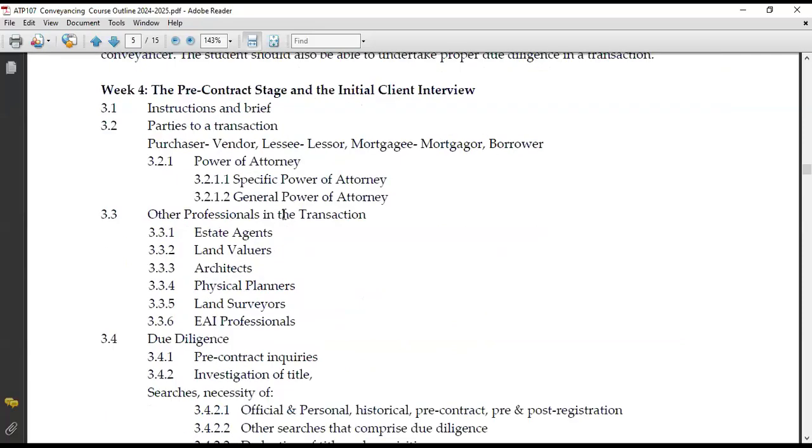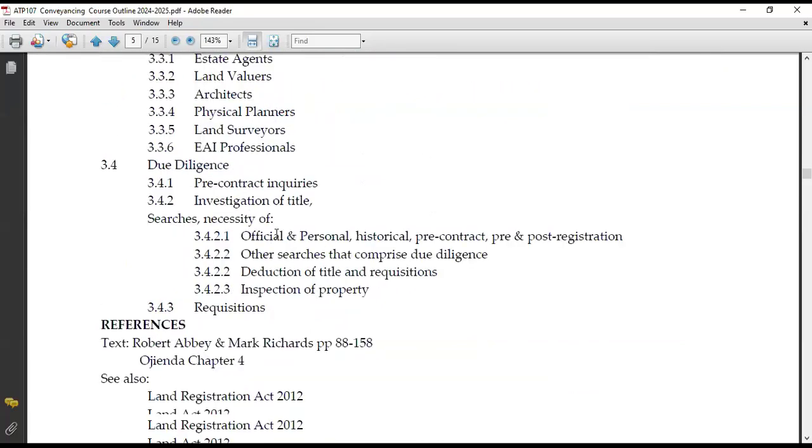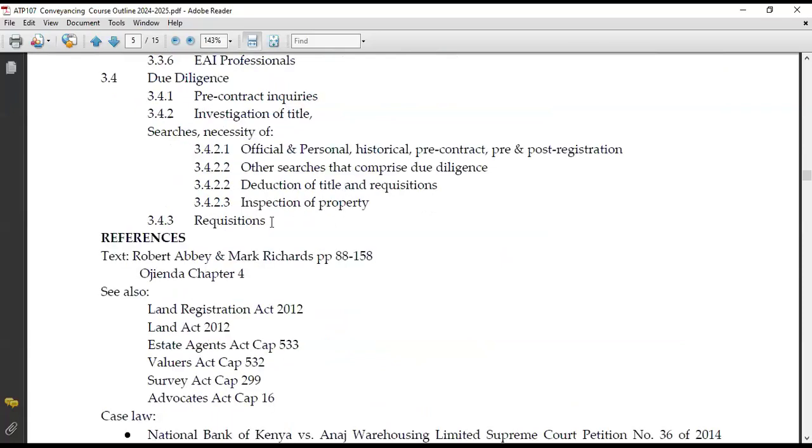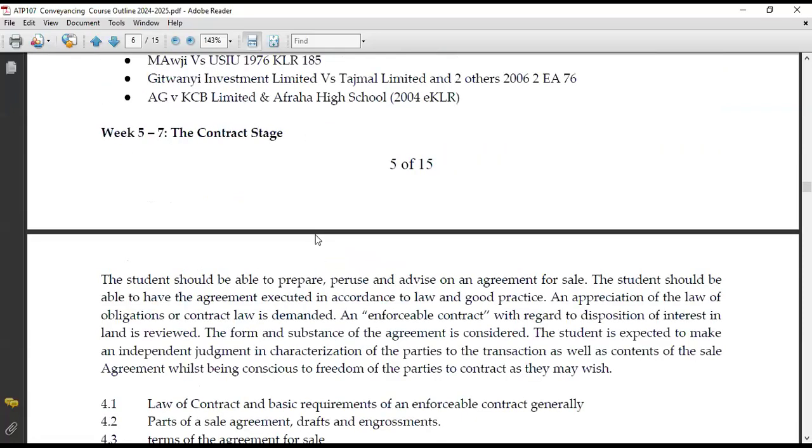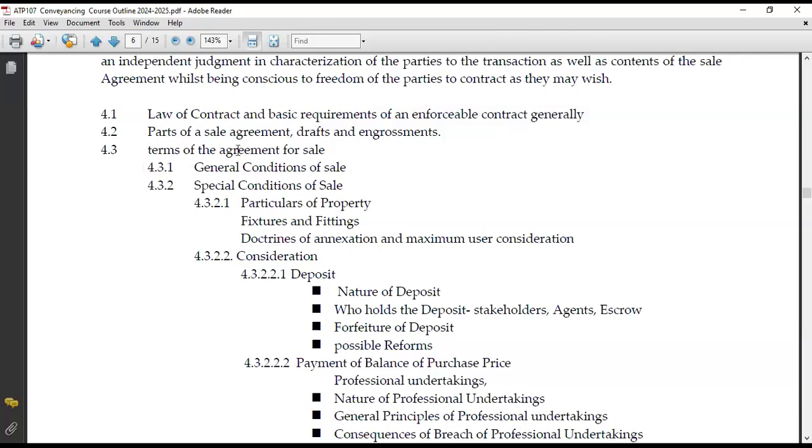Pre-contract stage, week 4, everything here has been tested. Maybe they are going to repeat. Power of attorney is not difficult. Professionals, due diligence, investigation of title, acquisition, that is easy. Contract stage: Law Society Conditions of Sale, 2015. Read and understand it. I think I had said that before you joined. Any sale agreement that you see, any kind of sale, by default, the Law Society Conditions of Sale 2015 applies, unless it is excluded. So you need to read and understand it.